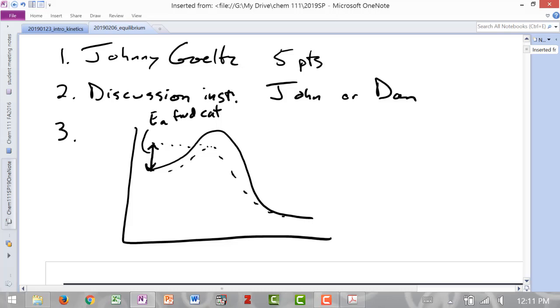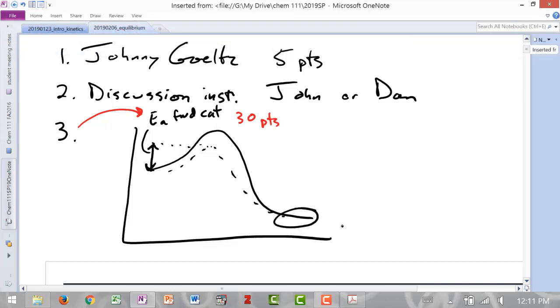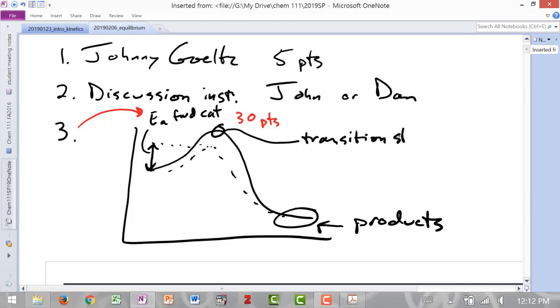Forward catalyzed reaction. Please label products for the catalyzed reaction. So that's 3. This again, our usual distribution. You can circle it, you can point to it, whatever you want. Products for, I mean, I asked for the products for the catalyzed reaction. The products are the same for catalyzed or uncatalyzed, but as specified, that's there. And then transition state for the uncatalyzed. And again, you can circle or point however you like. Transition state for uncatalyzed.